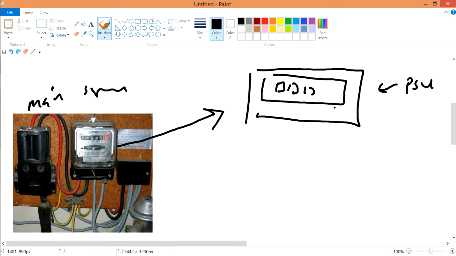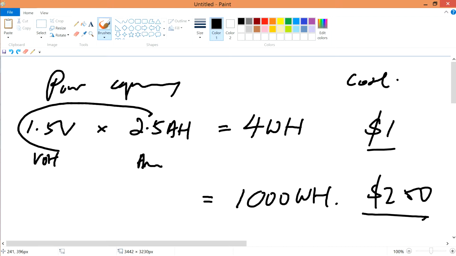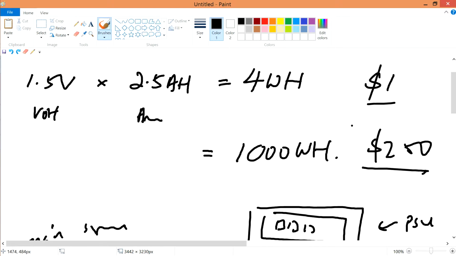Nonetheless, you can also power your kitchen appliances, your washing machine, with AA batteries. So how many AA batteries are you going to use? A lot. In 1 month you may use about 1000 watt hours, for example. If you were to use AA batteries for 1 month, you're going to pay $250, which is very expensive.